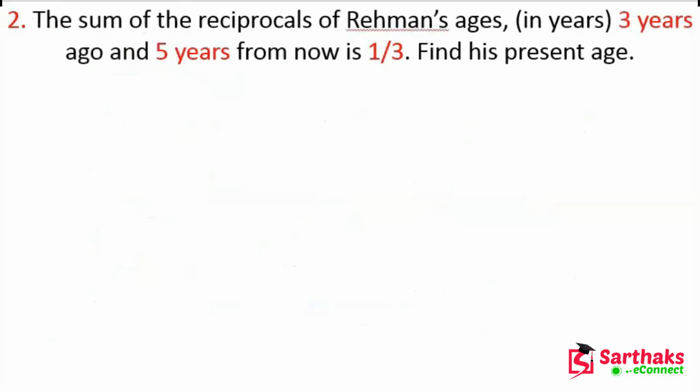Yes, question number second is: the sum of the reciprocals of Rahman's age in years 3 years ago and 5 years from now is 1 upon 3, and we have to find his present age. Okay, we have to find what? His present age. First of all, we have to make the quadratic equation according to this question.